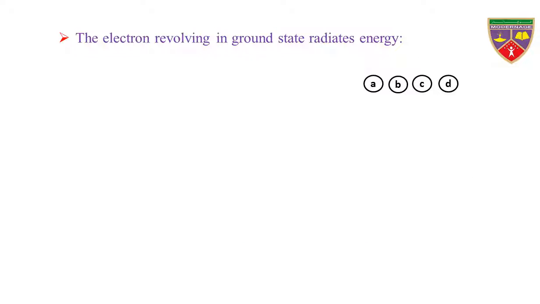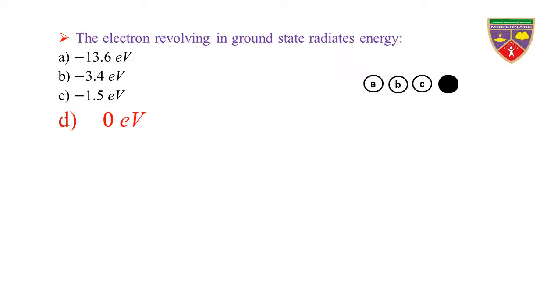The electron revolving in ground state radiates energy. Option A, minus 13.6 electron volts. Option B, minus 3.4 electron volts. Option C, minus 1.5 electron volts. Option D, 0 electron volts. The key is 0 electron volt. Therefore, the correct option is D.